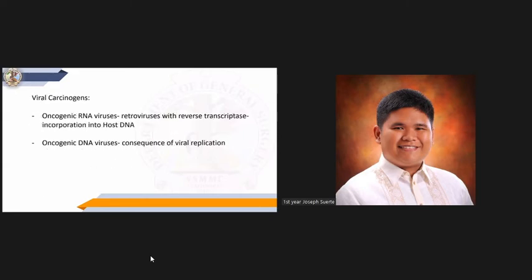Our third kind of carcinogen is your viral carcinogen, which are classified under your oncogenic RNA and your oncogenic DNA viruses. So your oncogenic RNA viruses, these are usually retroviruses with reverse transcriptase. During their growth in the body, they usually multiply by incorporating into the host DNA. As for the DNA viruses, they multiply by replicating inside your cell and then with the following destruction of that cell to release the viruses.